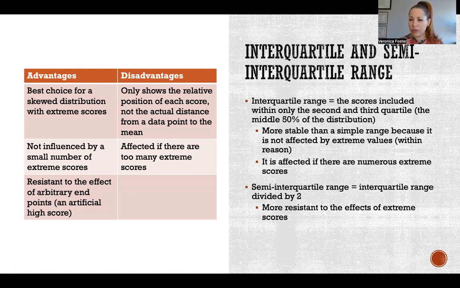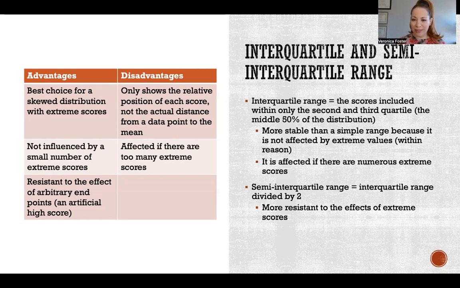So it's more stable. It can be more useful than a regular range because it cuts off all the extremes. So it's not really affected by extreme values unless there are a ton of them and they extend into that middle 50% of the distribution. But generally speaking, those extreme values, those outliers, are going to get chopped off when you get rid of the 25% on either end of your range.